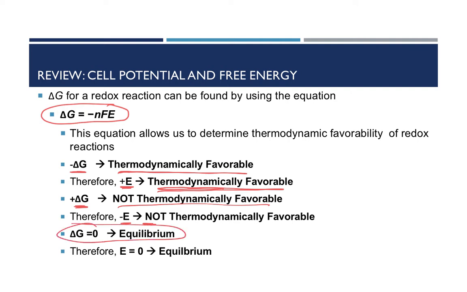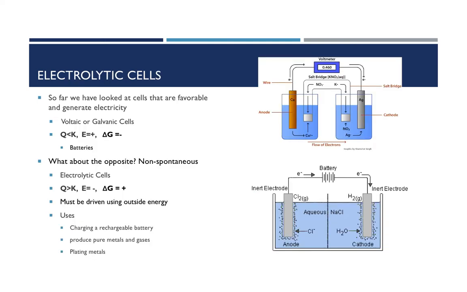Delta G is equal to 0 at equilibrium. Therefore, the cell voltage is 0 at equilibrium. So thus far, the cells that we have looked at are favorable and they generate electricity. We call them voltaic or galvanic cells. The voltage is positive, which means delta G is negative. That means that Q is less than K, and therefore this is overall favorable.